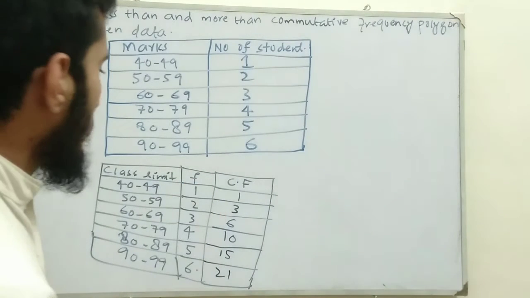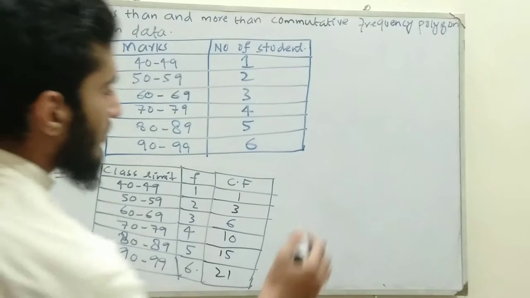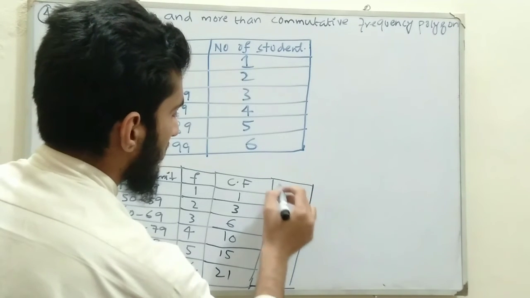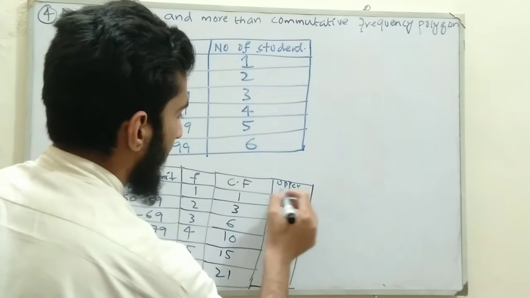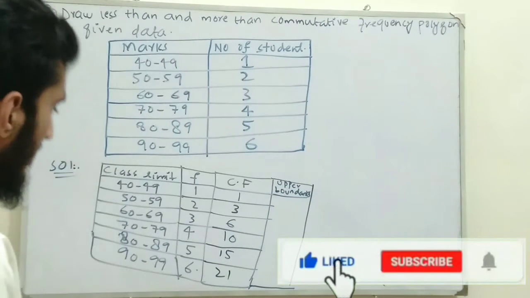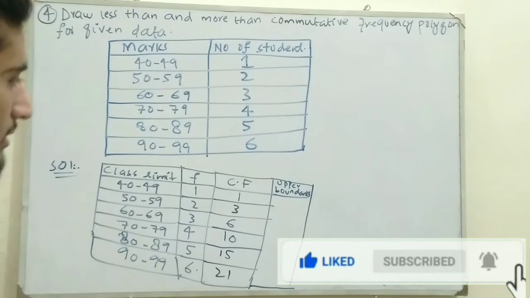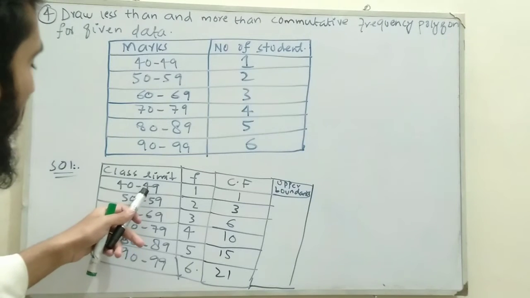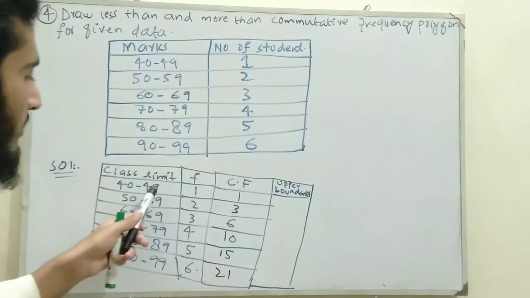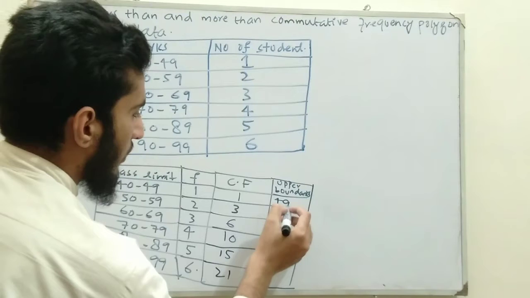Now, after this we are going to make a cumulative frequency polygon. So after this we will find the upper class boundaries of the class limits. So let's suppose this is upper boundaries. Here, this is lower limit and this is higher limit. This is lower, this is higher, lower, higher, lower, higher. So for this, the higher limit is 49, so we will add 0.5 with it, so it will give us 49.5. This is the upper boundary. So here we will write 49.5.